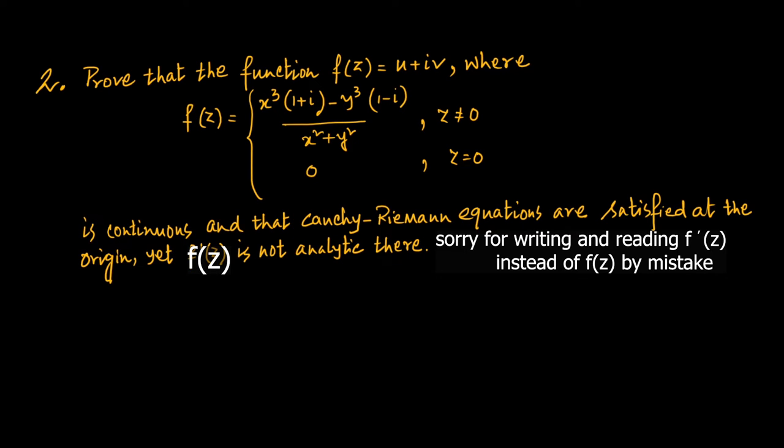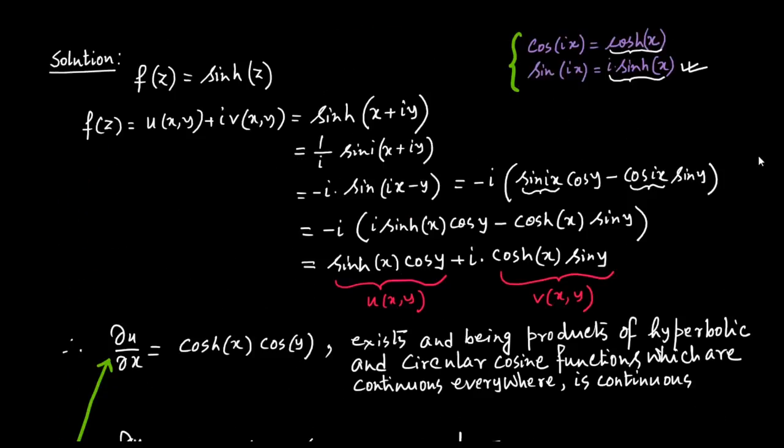Okay, it might sound weird, but let me remind you that a function is analytic at a point if it is differentiable at that point, along with every point in a neighborhood of that point. So satisfying Cauchy-Riemann equations and being continuous at that point is not enough for a function to be analytic at a point, as per the definition which I have discussed earlier also. You can quickly go through that definition also.